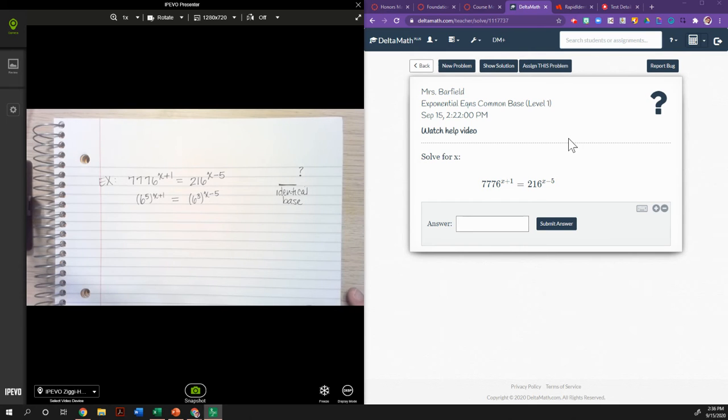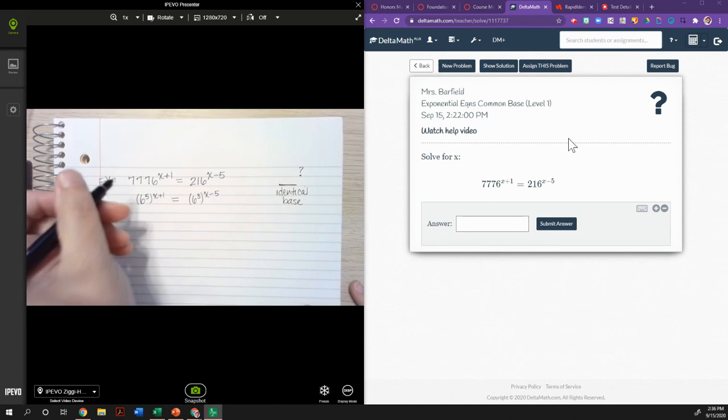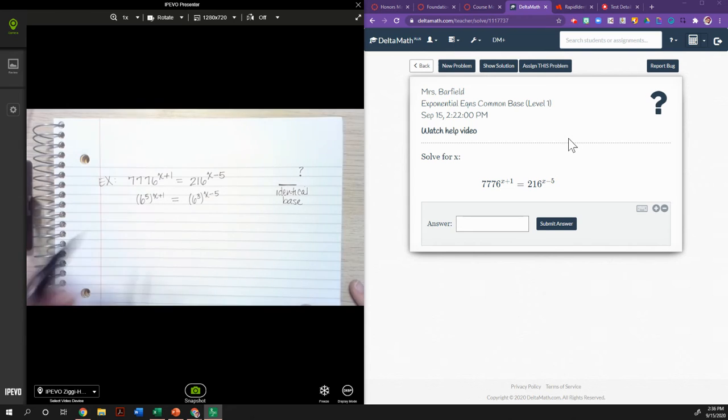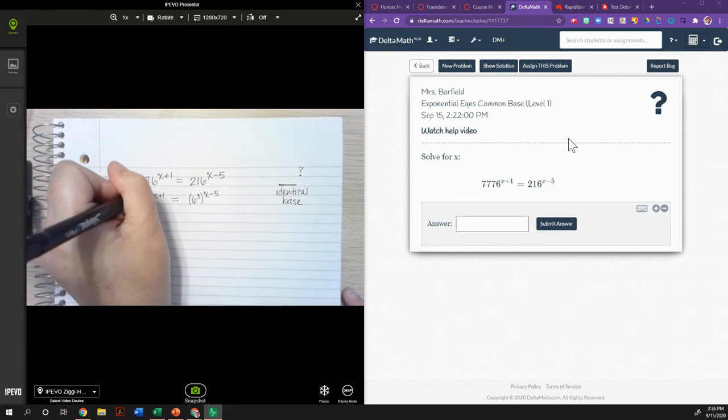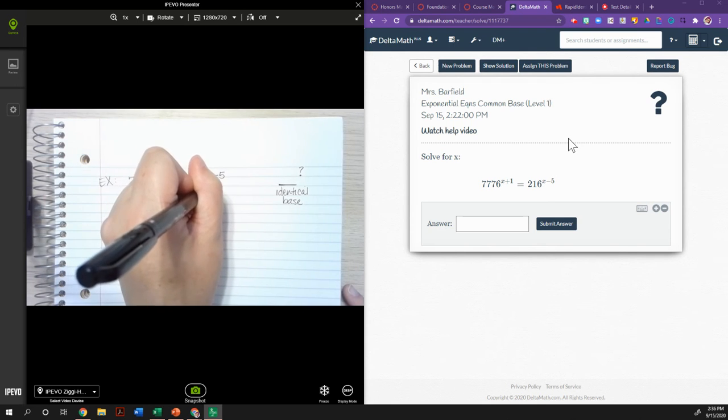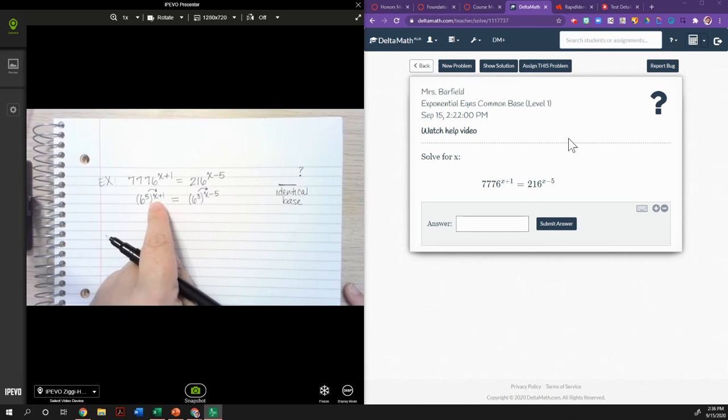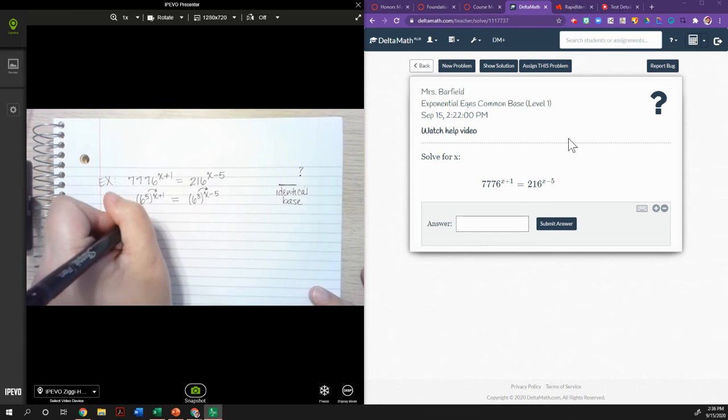And what are those next steps? Well, now I'm going to use my exponent rules. My exponent rules from Math 1 say that I'm allowed to multiply these exponents. And because of the way they're written, it's actually going to be the distributive property.